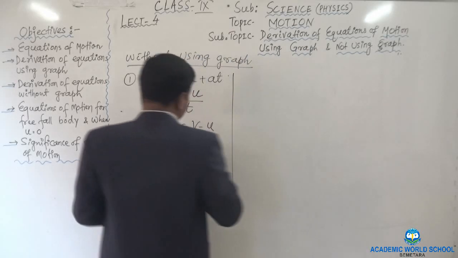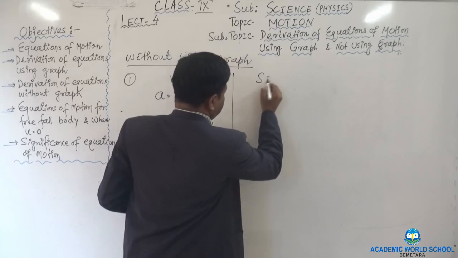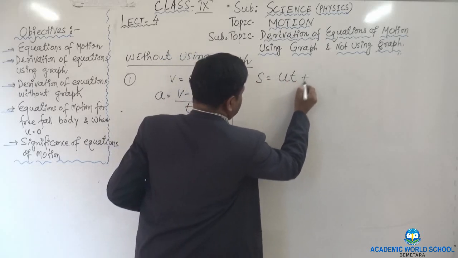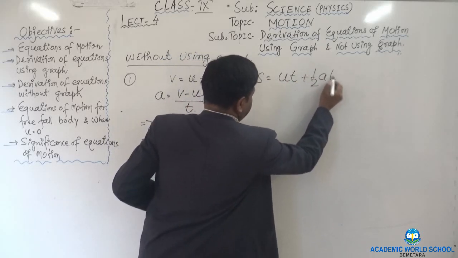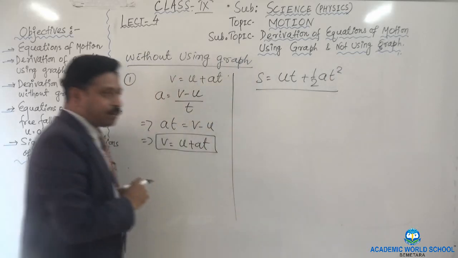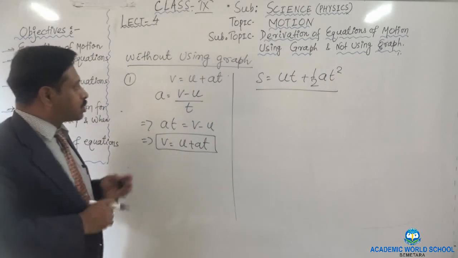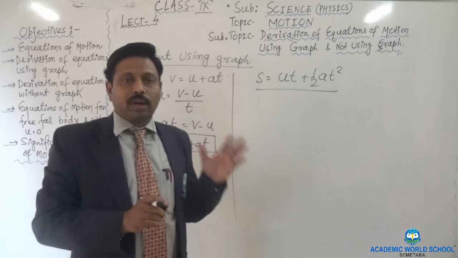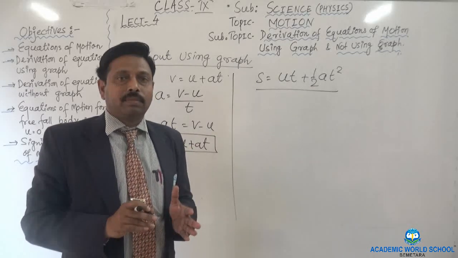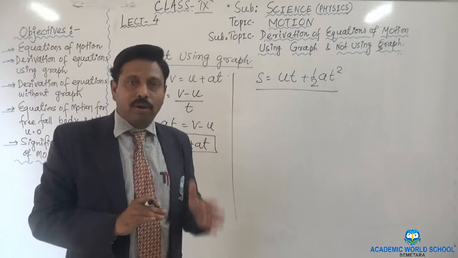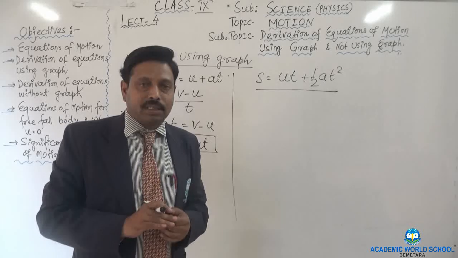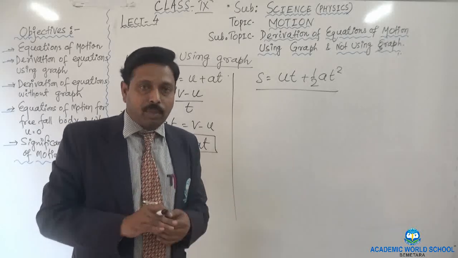Let me write down the second equation. The second equation is s equals ut plus half at square. Right? So how to derive it? Listen. I told you earlier that we are considering uniform acceleration. The body is moving at uniform acceleration, a uniformly accelerated body.